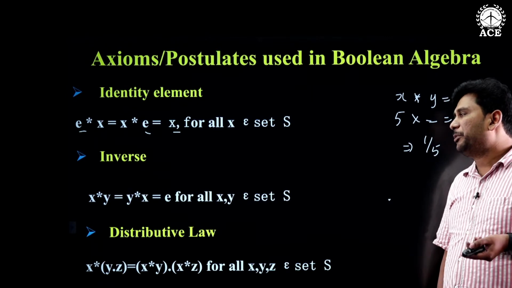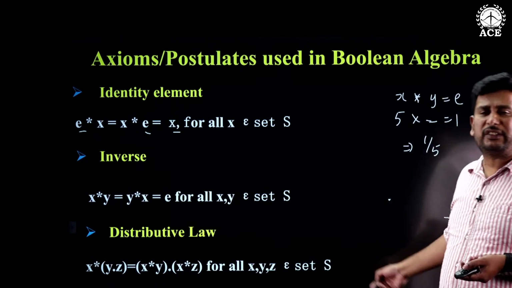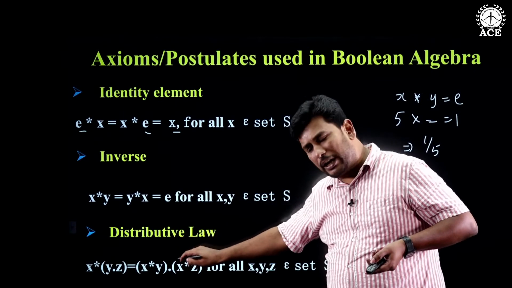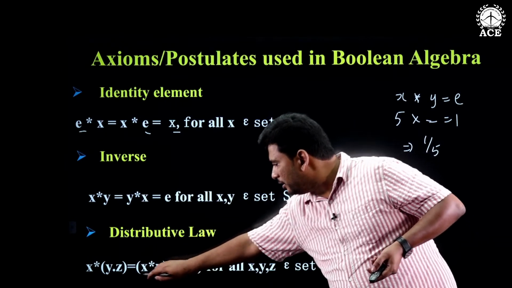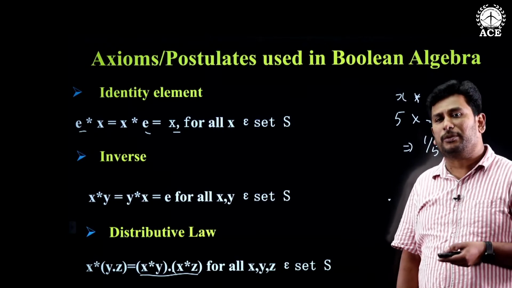And what is this distributive law? For instance, I am trying to multiply X with Y and Z. That will be distributed as X star of Y and X star of Z. This property is called the distributive law.